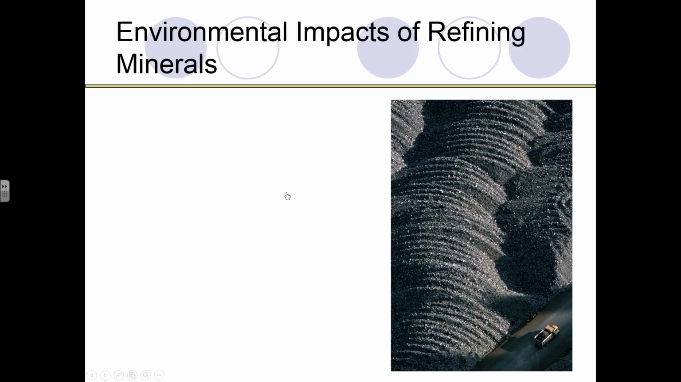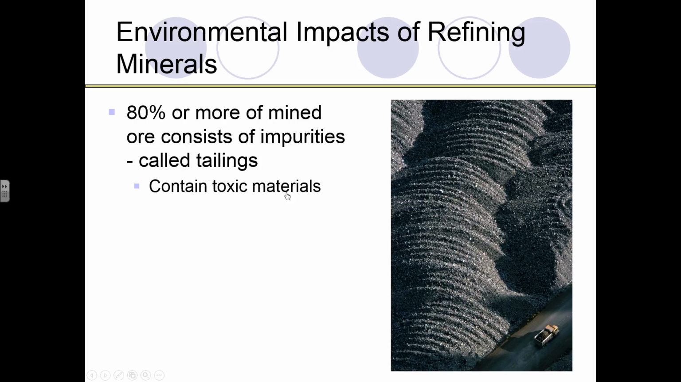So this giant pile of waste near a processing plant, this is known as tailings, and it's all of that waste rock that has been removed in the refining process. And so this is actually a picture in Idaho, and like I said, the truck kind of gives you a scale. So it says here 80% or more of mined ore consists of impurities, and all of these impurities are called tailings. And many times these tailings can contain toxic materials, cyanide, mercury, sulfur.